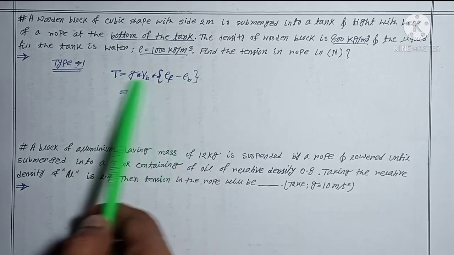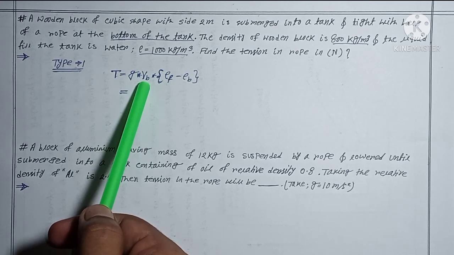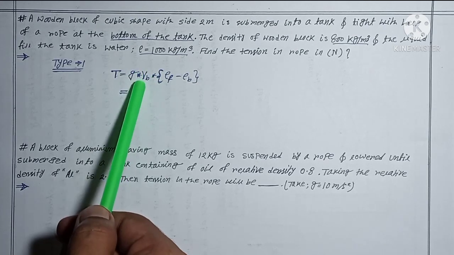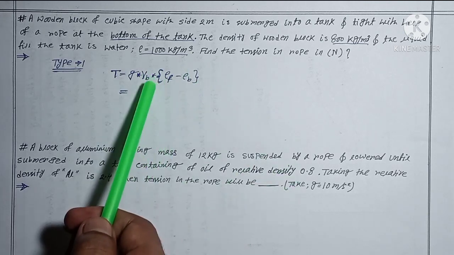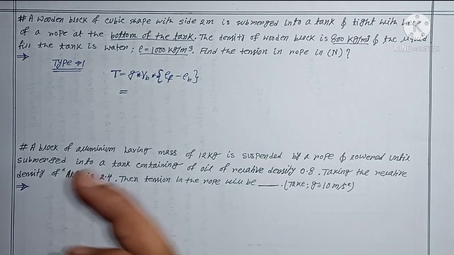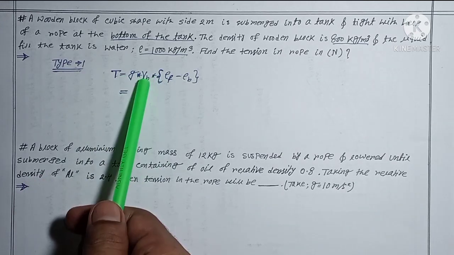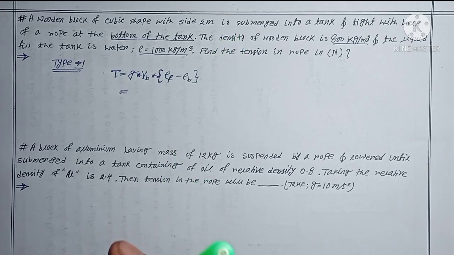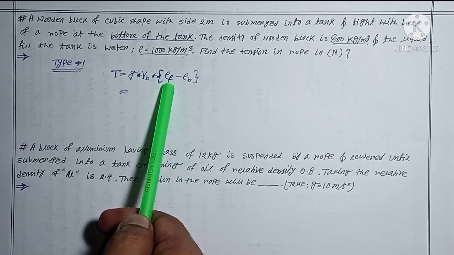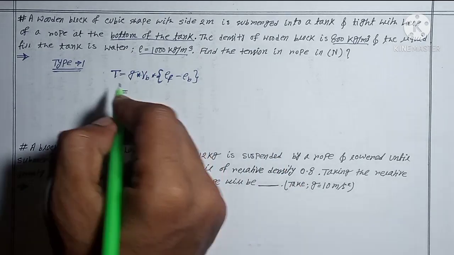And how can you remember? I explained it: simply G you can take common. In the totally submerged case, the volume you can take common. If it is not a totally submerged case, then you have to find the amount of the volume which is submerged within the tank. And here, the difference in density, and we have to subtract the lesser one from the greater one. This is the technique for how you can remember the formula of tension.